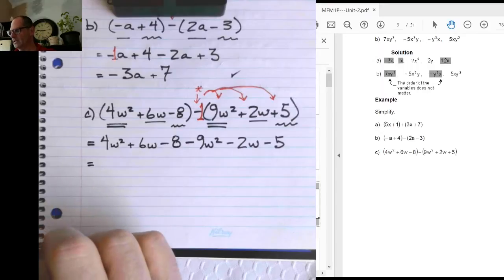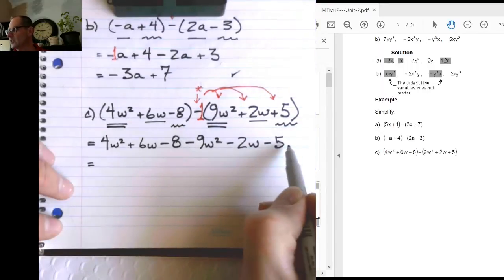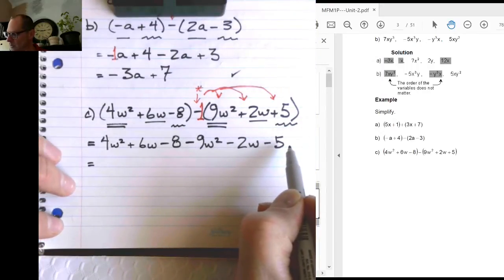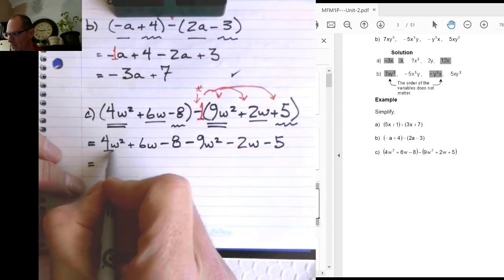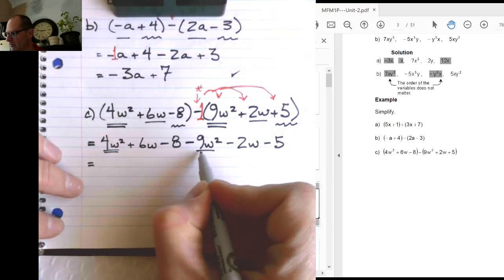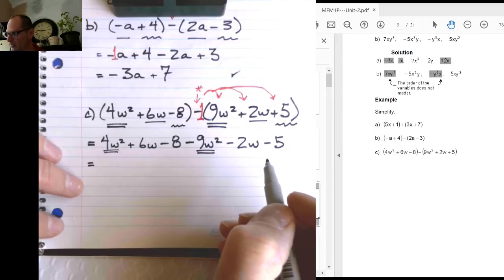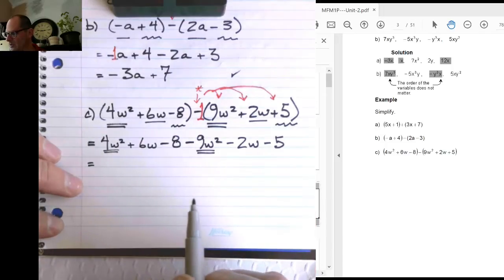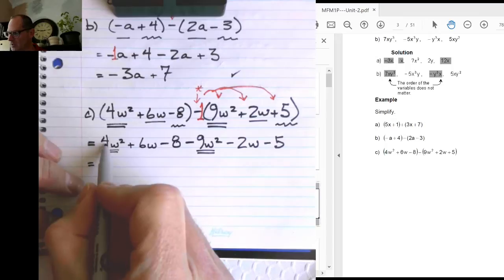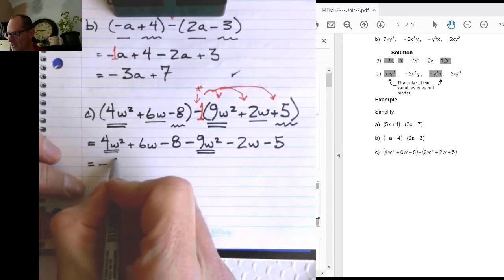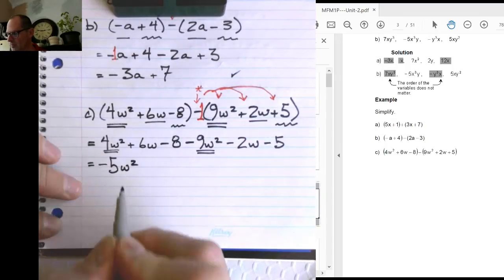Now that we've got that done, it's a matter of collecting all these terms, the like terms. And again, we can use the same indicators that we did above. We've got two w squared terms, or second order terms. So 4 minus 9 becomes -5w squared.